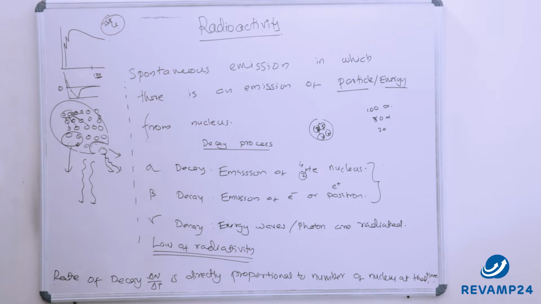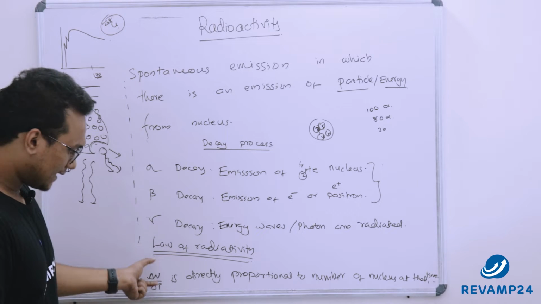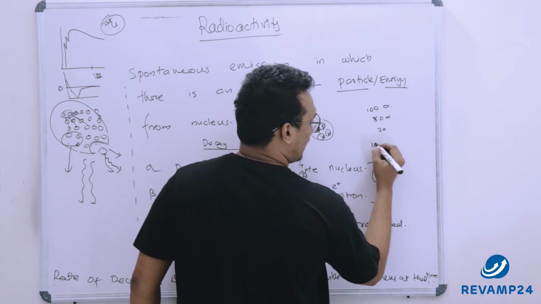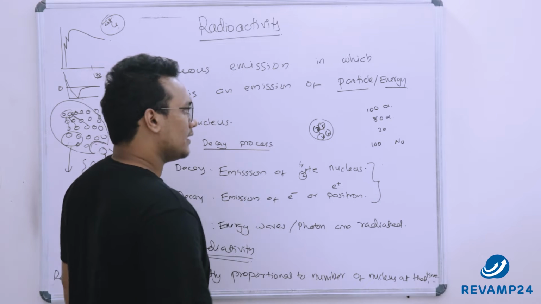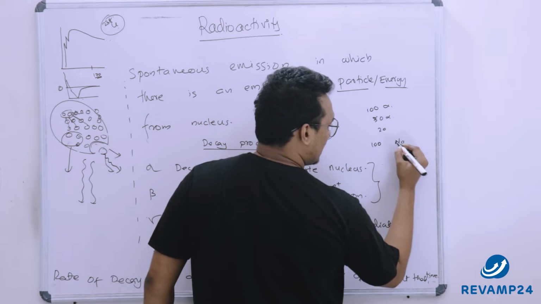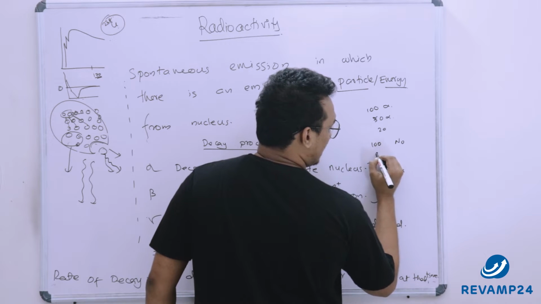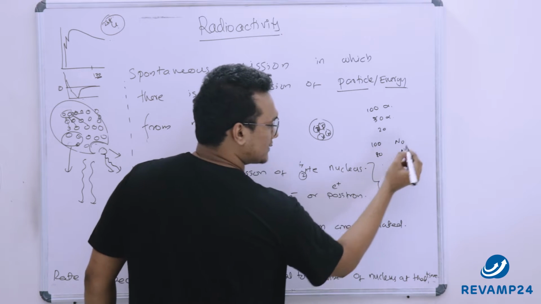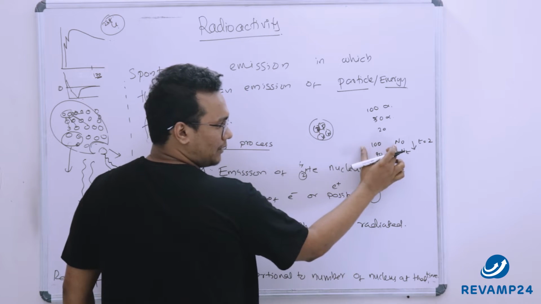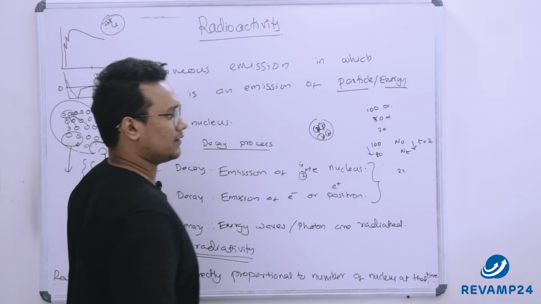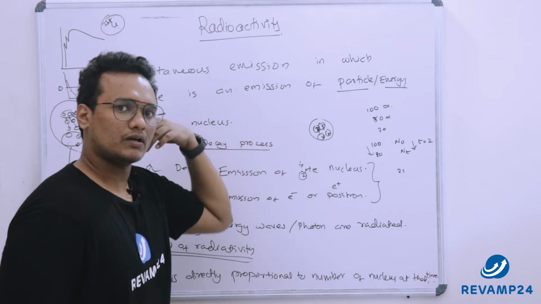Now we give a law for radioactivity, that is the law of radioactivity. That means rate of decay, that is delta n by delta t. Let's say we have 100 nuclei initially, that is n0, the total number of nuclei initially. After 2 seconds, this n0 becomes 80. So this is n, the number of nuclei after 2 seconds. From 100 it has become 80, which means 20 nuclei have decayed.